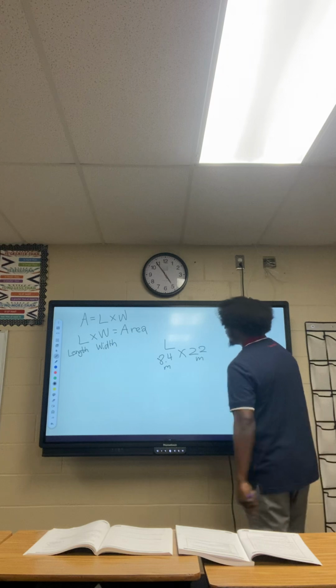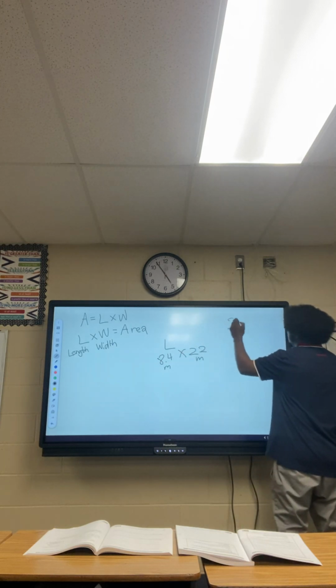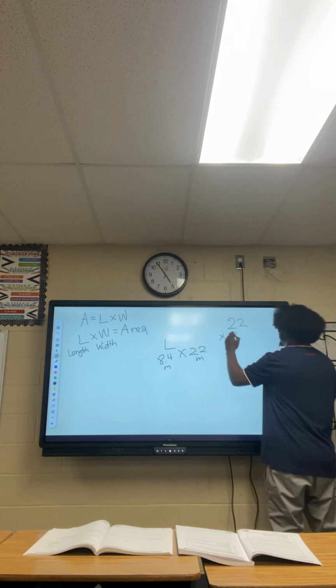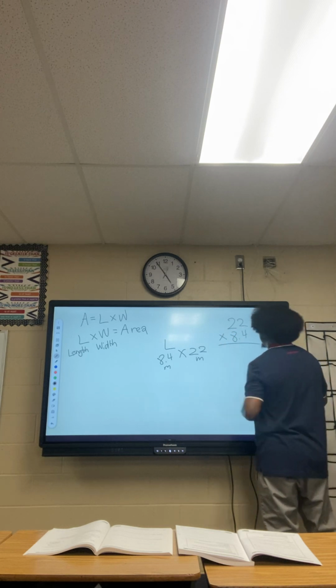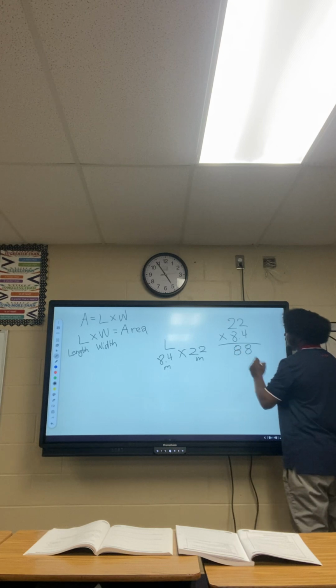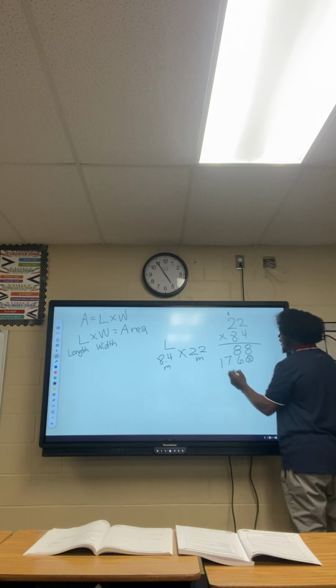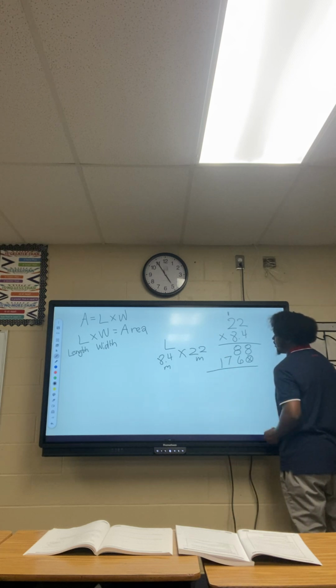So in order to solve this, we need to do standard algorithm because we have 2 digits by 2 digits. So we'll put our 22 up top and our 8.4 down below. And the first step is to take the 4 and multiply by everything you see up top. So 4 times 2 and 4 times 2. We need a 0 spacer, so we can move over to the 8. 8 times 2 is 16. We're going to carry the 1. And 8 times 2 is 16. Plus 1 is 17. We have nowhere to carry, so we can put our whole 17 down below.